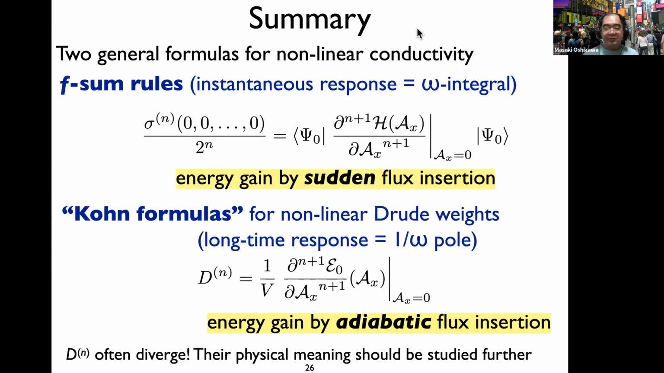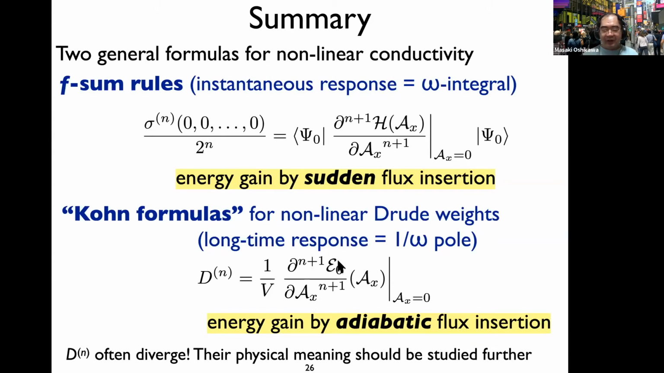Okay, so let me summarize. By considering the very simple Gedanken experiment, thought experiment, of inserting flux into the ring, either adiabatically or suddenly, in these two limits we can derive the F-sum rule and Kohn formula for the Drude weight, which are well known for linear response, but naturally we can extend these to nonlinear responses. And as you can see, the two formulas look very similar, but are indeed different.